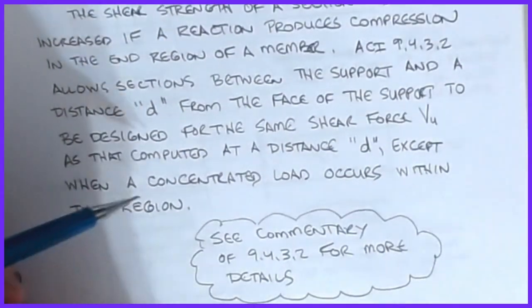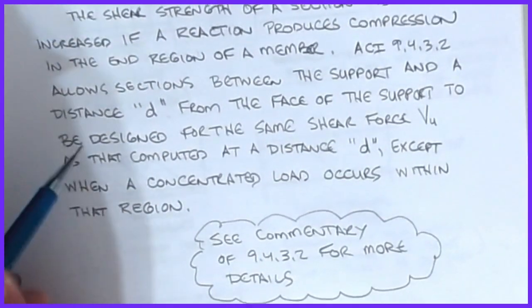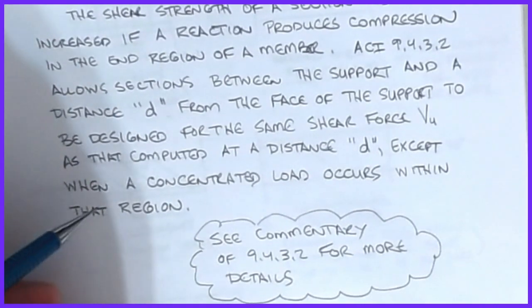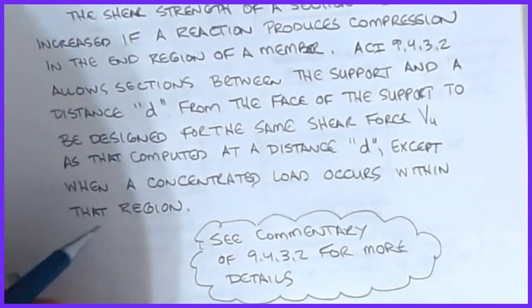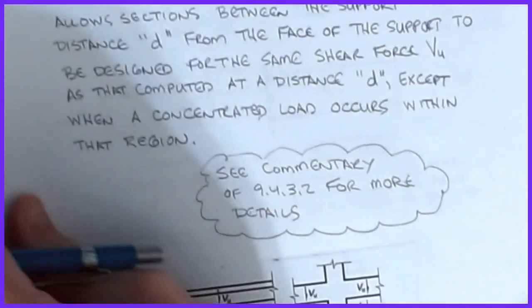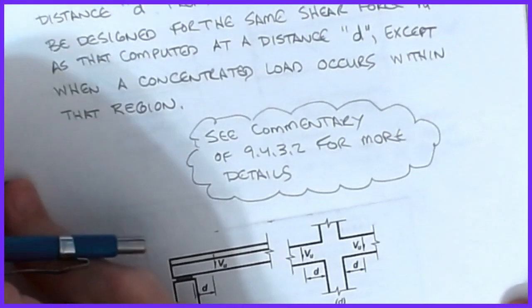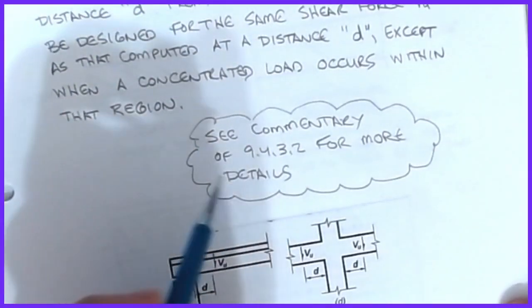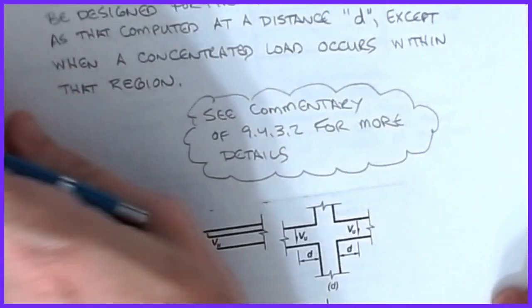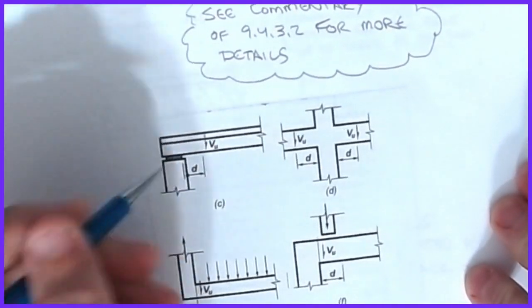Okay, this is because of the cracking that we talked about a couple of videos ago, at a distance d, except when a concentrated load occurs within that region. All right, so now the commentary of 9.4.3.2 gives more details. They actually include a graphic that illustrates these critical locations for shear.